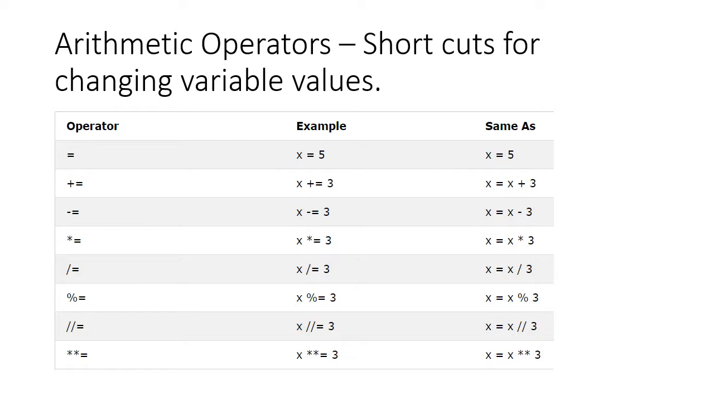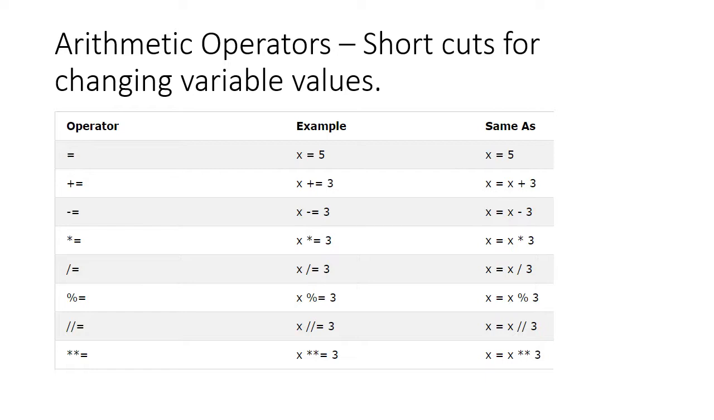Minus equals is the same as saying x equals x minus whatever number. So in this case, x minus equals 3 is the same as saying x equals x minus 3. Again, if x started out as 5, now x equals 2 after that. Star equals is x equals x times 3. And again, if we started out with x equals 5, then we'd have x equals 15 after we did that.